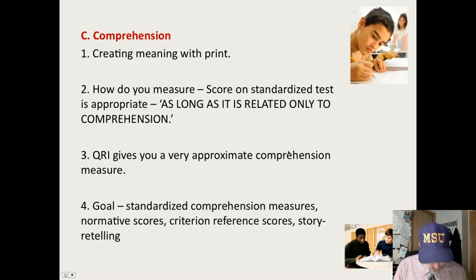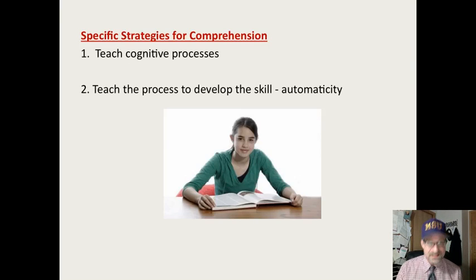And then comprehension, creating meaning with print. How do you measure? Here's where you can have scores on a standardized test. It is appropriate as long as the scores are related to comprehension and comprehension only. And there are many ways to assess comprehension. Standardized tests should be just one of several ways. The quantitative reading inventory gives you a very approximate comprehension measure, but all measures are approximate because your ability to comprehend is related to your knowledge of the subject or vocabulary words. So the goal can be standardized comprehension measures, normative scores, criterion reference scores, or story retelling scores.